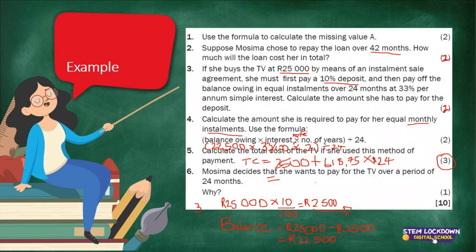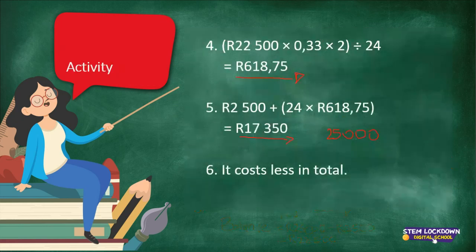Next question. It says Mosina decides that she wants to pay the TV over a period of 48 months. Remember the first option, 48 months, but now she's deciding to pay it over 24 months. Why would she choose 24 months? She chooses 24 months because if the term is short, that means the total amount will be less. So that is your answer: it will cost less in total.